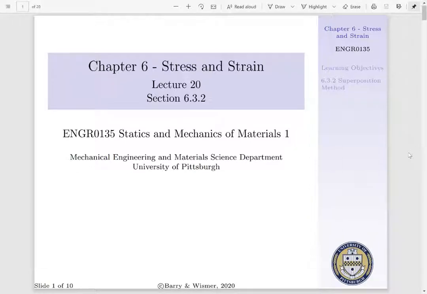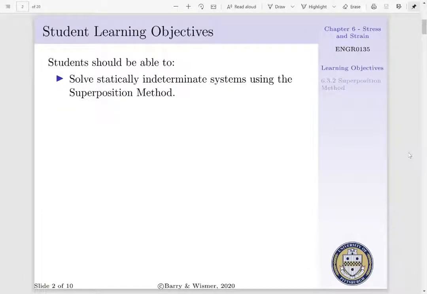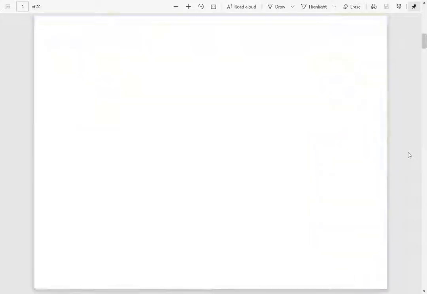Lecture 20 covers section 6.3.2. At the end of today's lecture, you should be able to solve statically indeterminate systems using the superposition method.